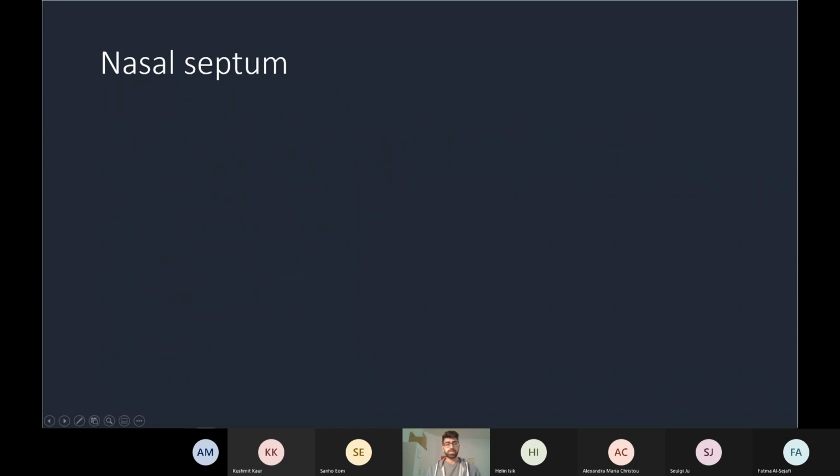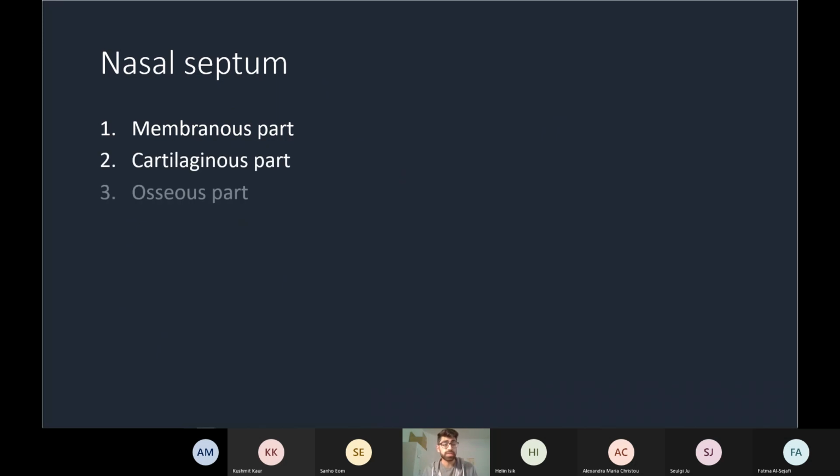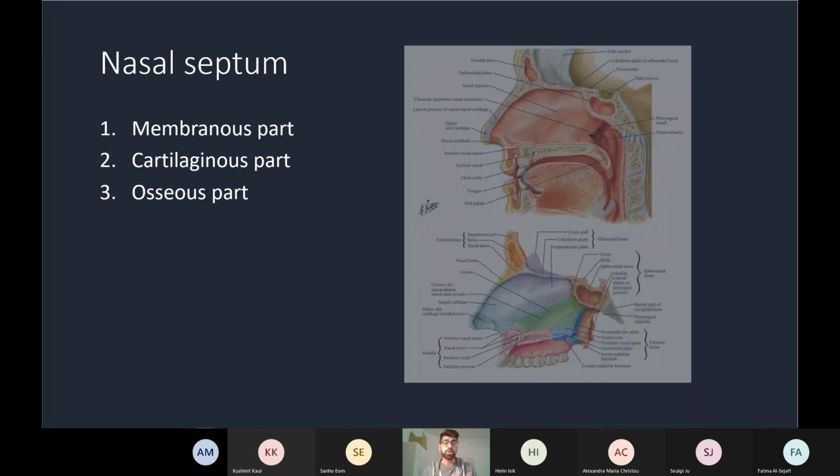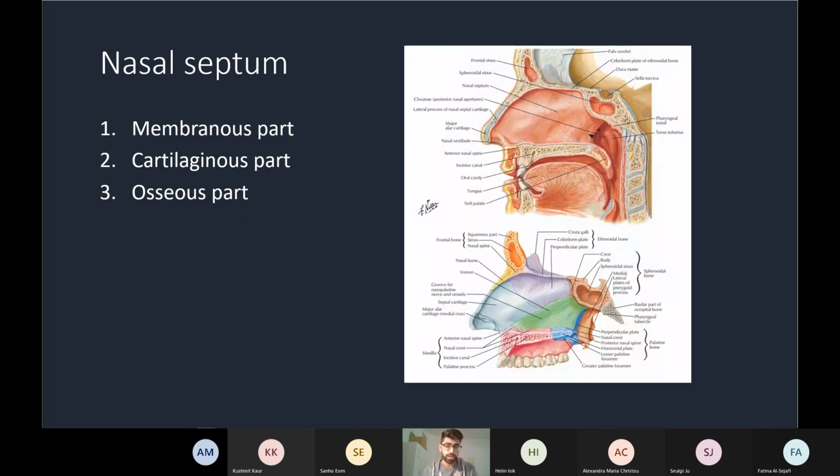Okay. So nasal septum. This is the part which divides up the two halves of the nasal cavity, and it's made up of different things, different substances, materials, we could say. So there's a membranous part, there's a cartilaginous part, and there's an osseous part. The membranous part is located between the nostrils, and this is just formed by connective tissue. So membranous, there's no cartilage, there's no osseous part. It's just purely subcutaneous tissue, fat.